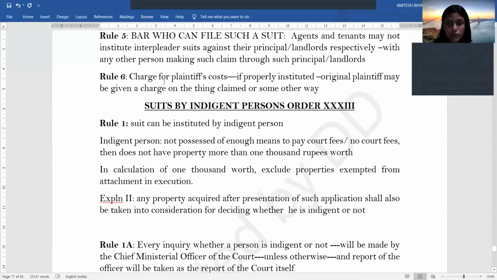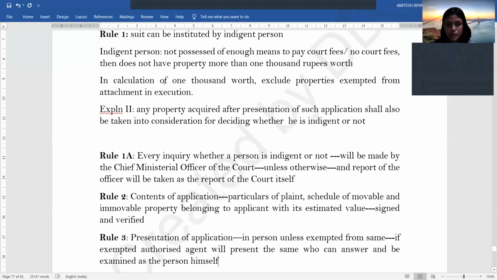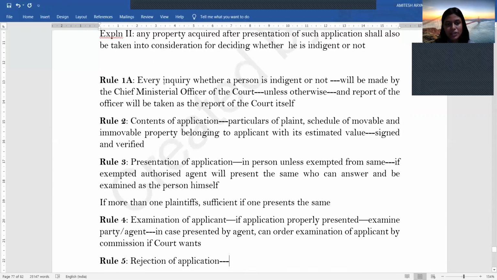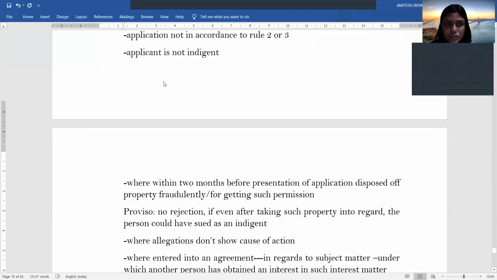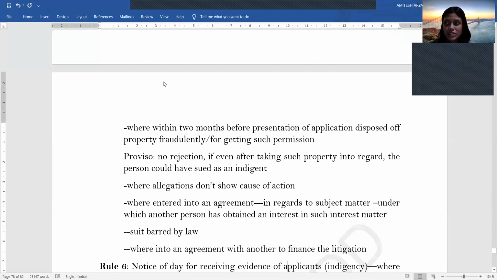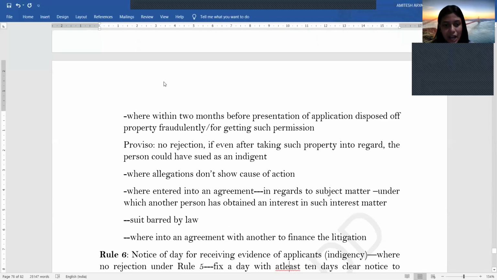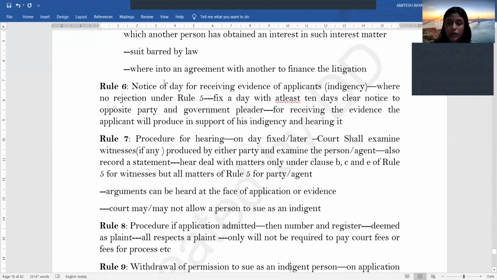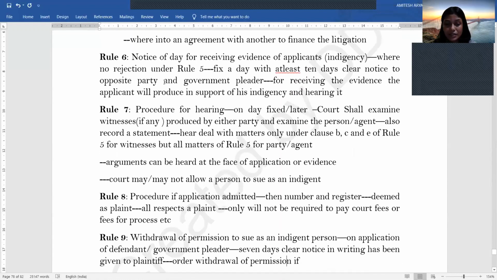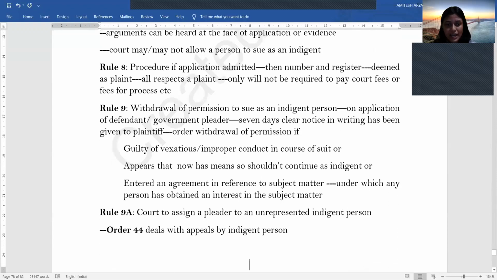So this Order 33 is dealing with suits by an indigent person. Who is an indigent person? You have to understand who makes the report on who will be an indigent person, what will be the contents of an application, who will present such an application, how will this person be examined. Rule number 5 is important: when can such an application be rejected. Then after that, what is the notice to be given, what will be the procedure, what will happen if it is admitted, whether there can be a withdrawal of permission or not, etc.